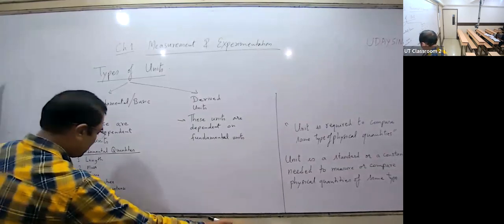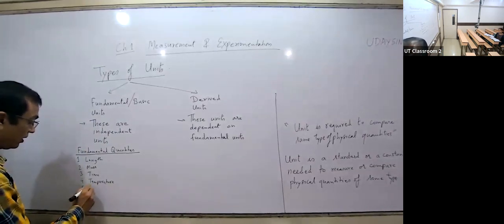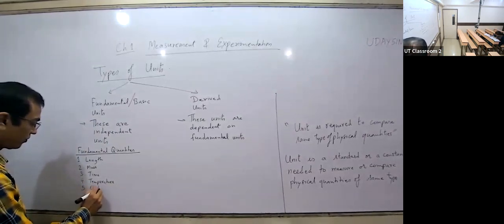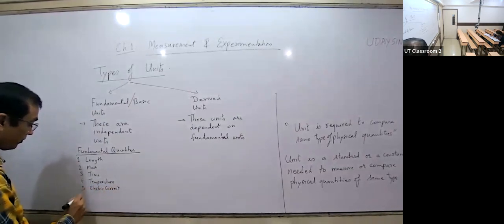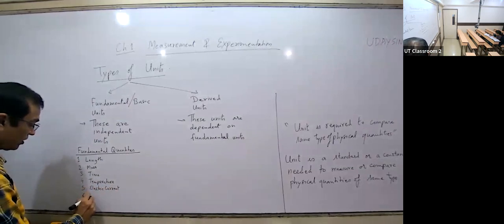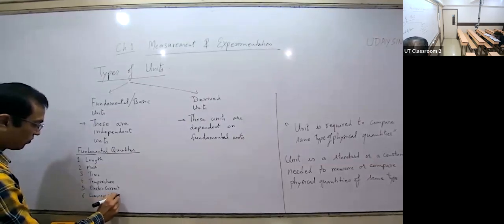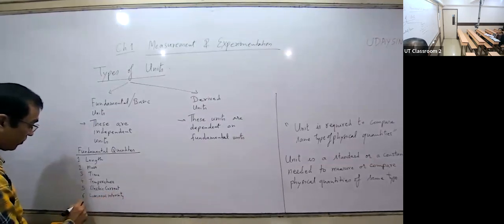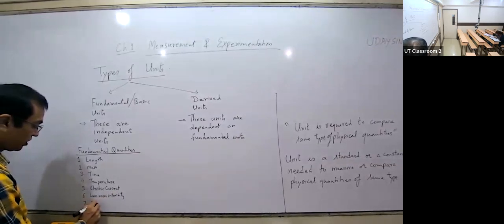So before that, let's go like this. Current, electric current. Then you have luminous intensity. Seventh is amount of substance. I'll explain this to you.